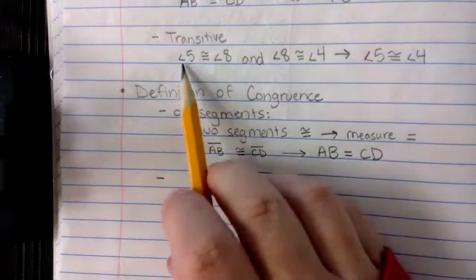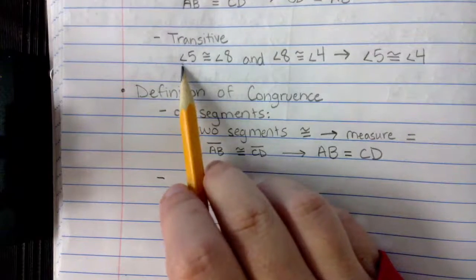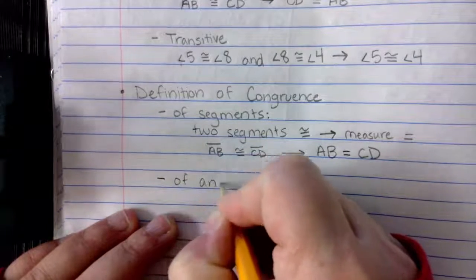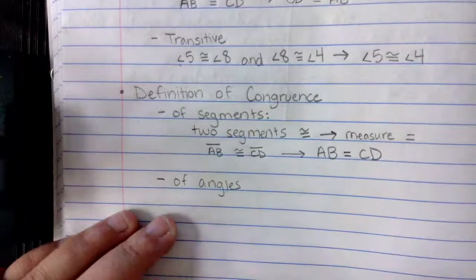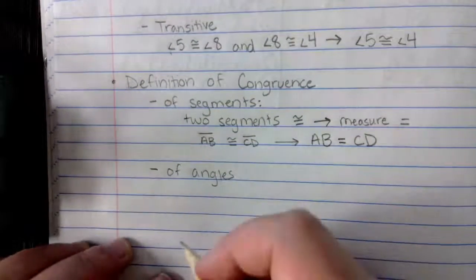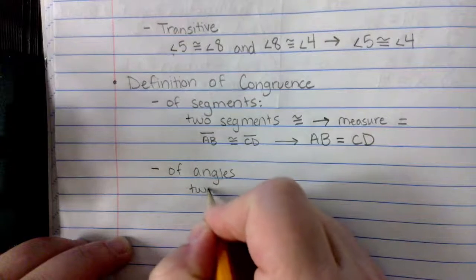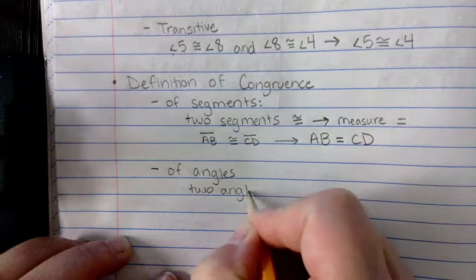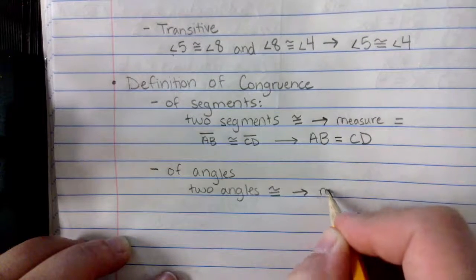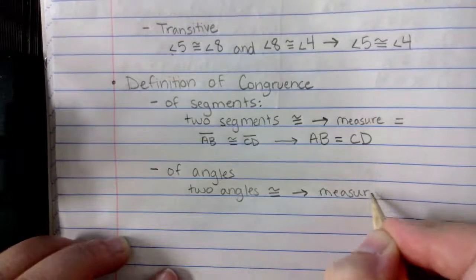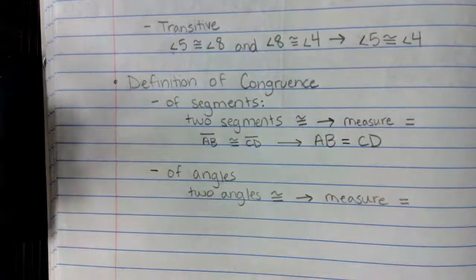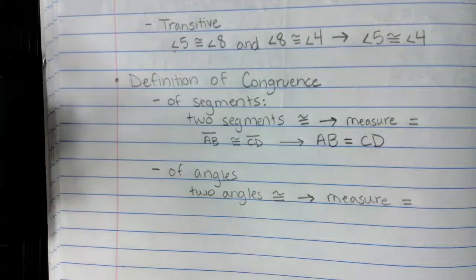But we've also dealt with angles. So if we do this of angles, this means really similar. We just want to show it a little bit differently with angles. Okay, so if two angles are congruent, again, that means their measure is equal. So it's really similar to the definition of congruent segments.